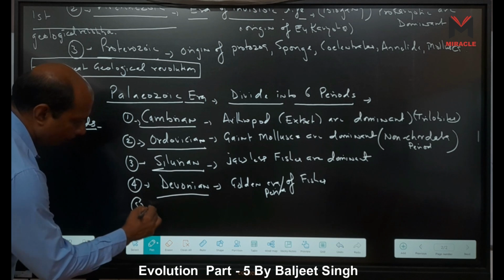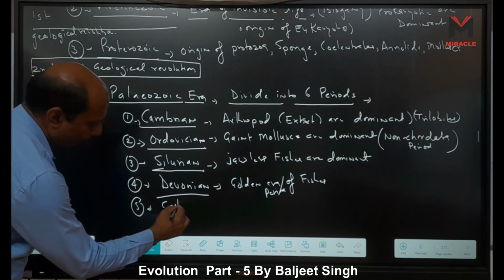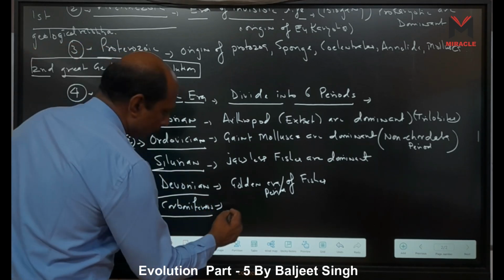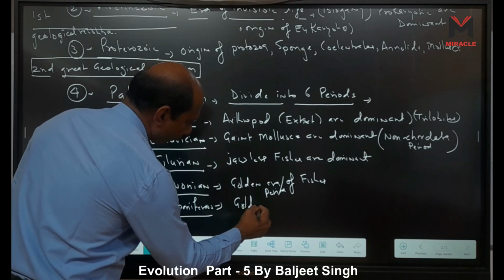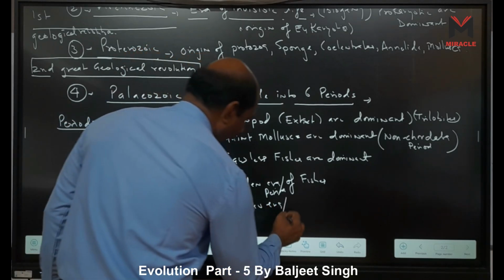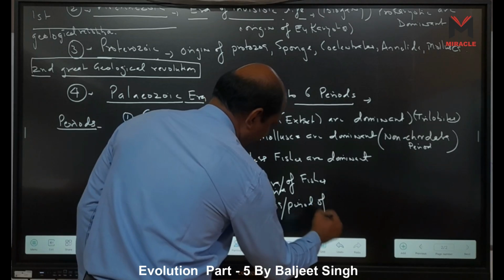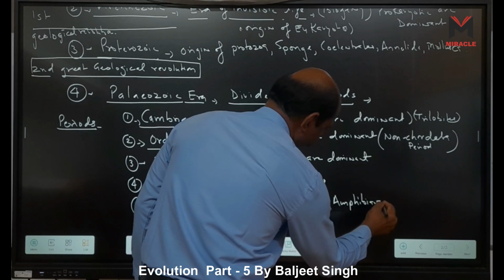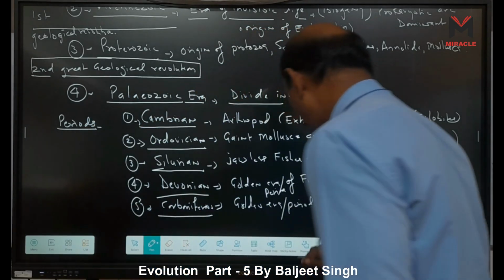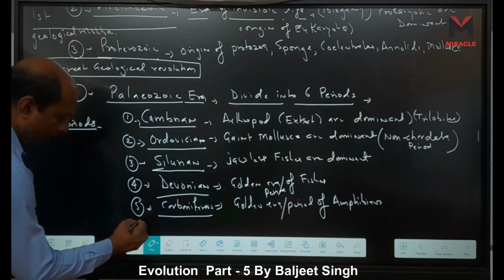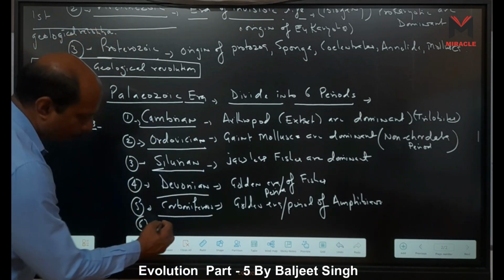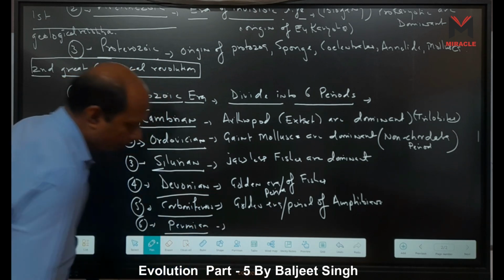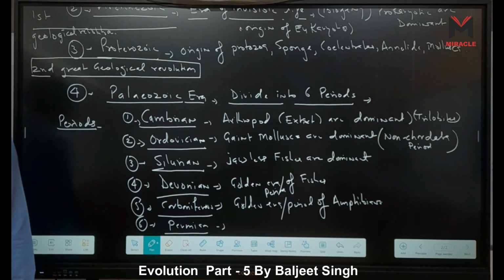Fifth one, after Devonian, is Carboniferous. Carboniferous means what? It is the golden era, or golden period, of amphibians, right? Golden amphibians. And the last one, the sixth, is our Permian. Permian is the sixth period of this Paleozoic era, right?